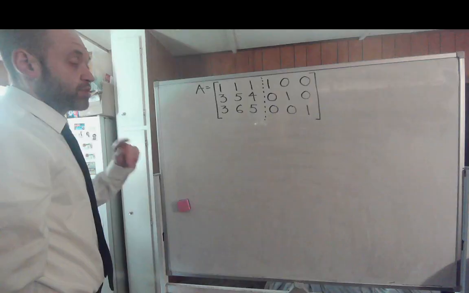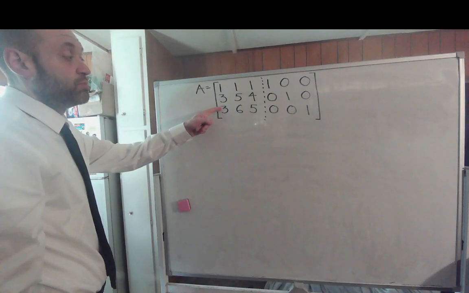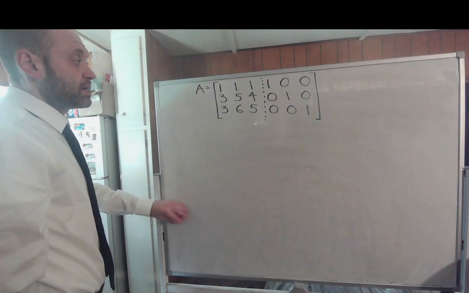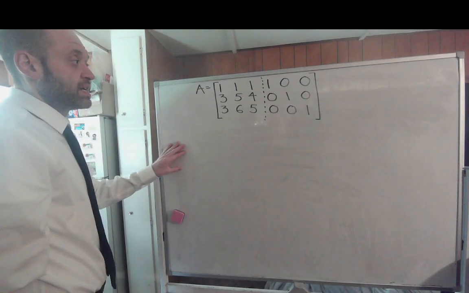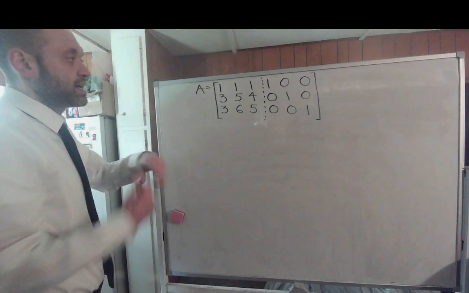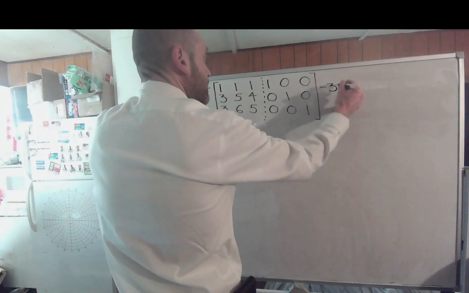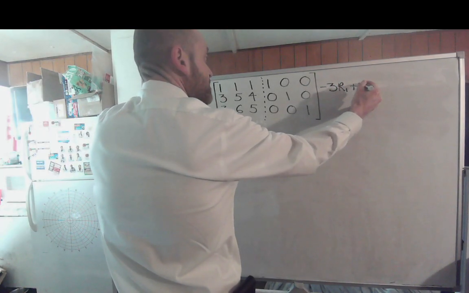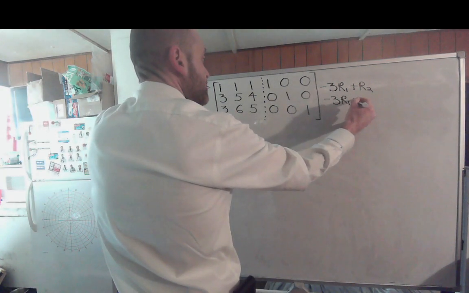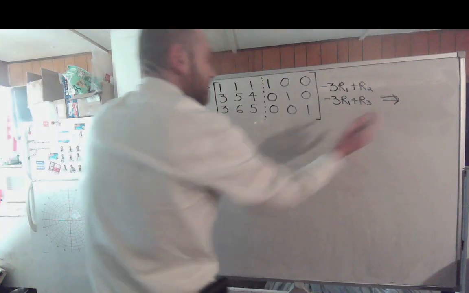The first thing we probably want to do is get the first entries in rows 2 and 3 to become 0. Well, in this case, it doesn't really matter. Let's kill two birds with one stone. Let's take -3 times row 1, add that to row 2, and then take -3 times row 1, add that to row 3. So we can do two row operations at once.